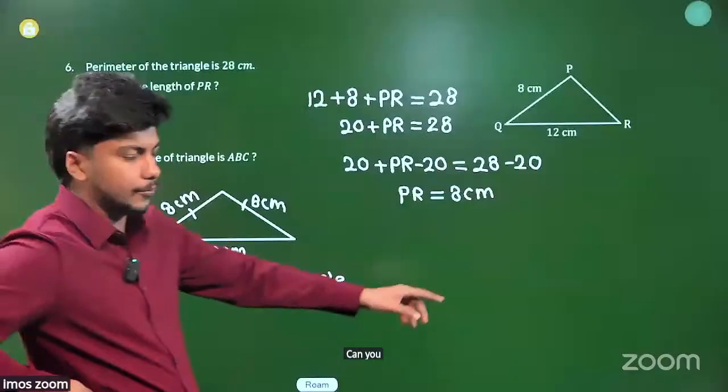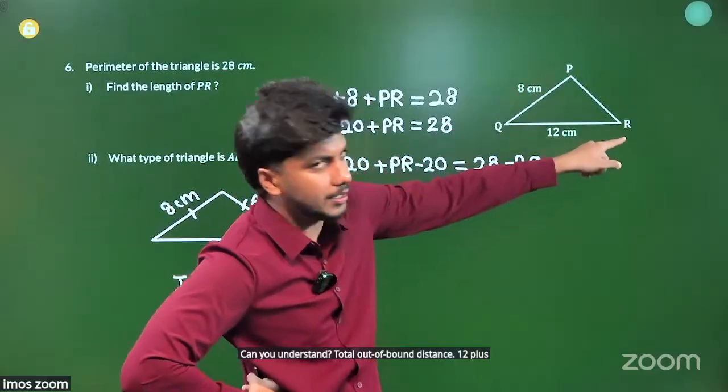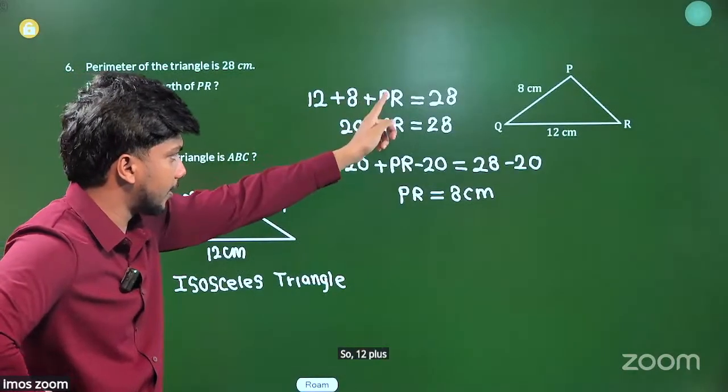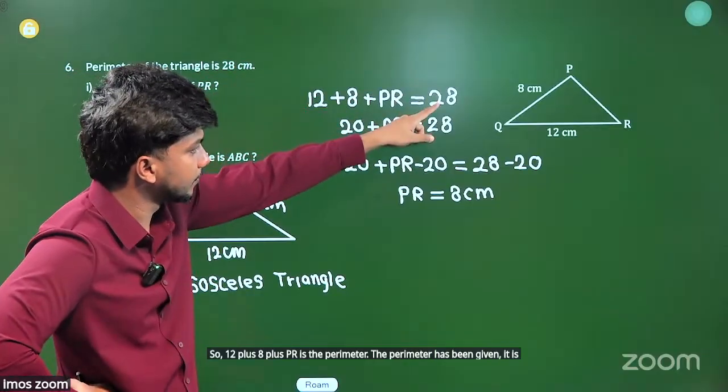Can you understand? Total outer boundary distance 12 plus 8 plus PR. Yes, sir. So 12 plus 8 plus PR is the perimeter. The perimeter has been given. It is 28. Right?